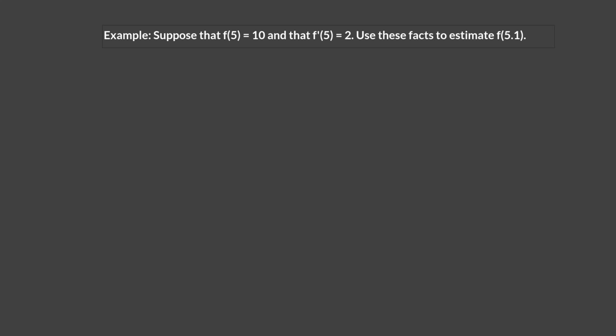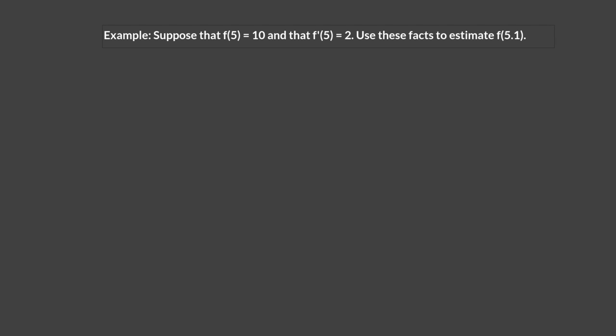In this example, we're going to use the amount of change approximation formula to answer this question right here. Suppose that f of x is a function. f of 5 is 10 and f prime of 5 is 2. We're going to use these facts to estimate f of 5.1.